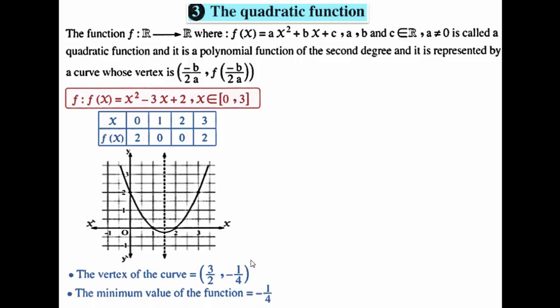The minimum value of the function. What is the meaning of minimum value? The minimum value is the number which intersects at the y-axis. As shown, we will drop a line segment from this vertex perpendicular to the y-axis to get it at negative quarter. Then the minimum value of the function will be negative quarter.